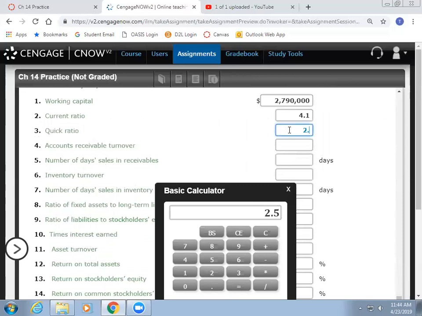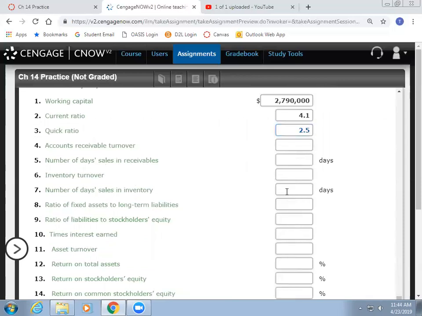So quick ratio is always going to be smaller because it's less. You're considering less of your current assets. You're not considering inventories and prepaids, okay? Because they're not as easy to convert to cash. So still though, we have 2.5 times quick assets of current debt. So we can easily pay our current debt.